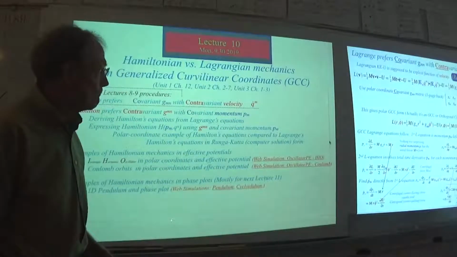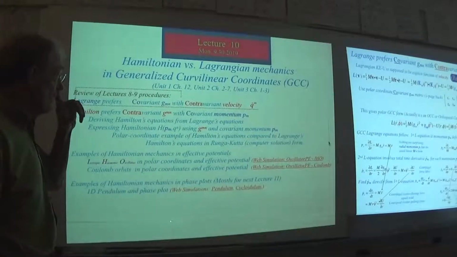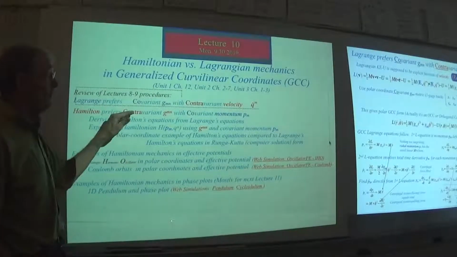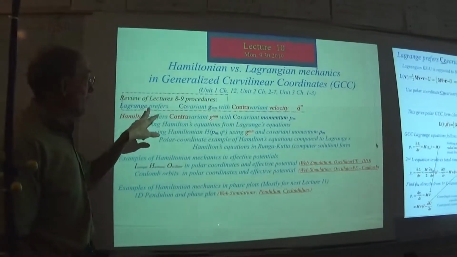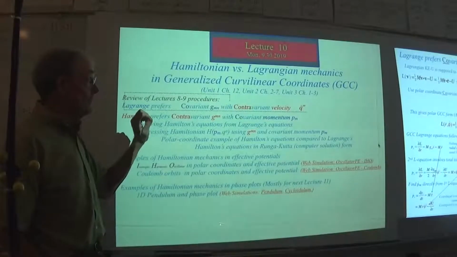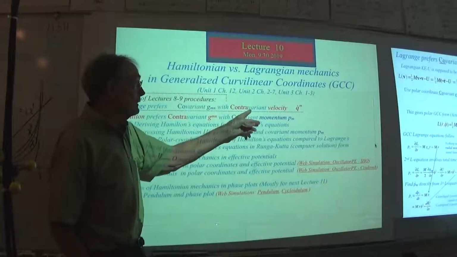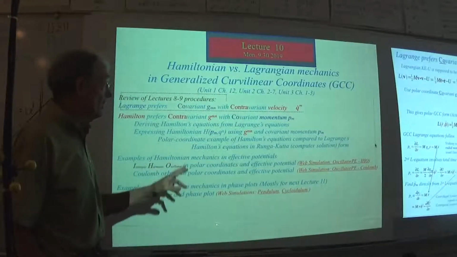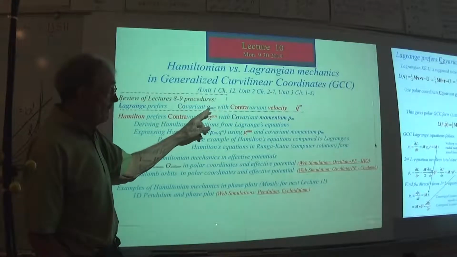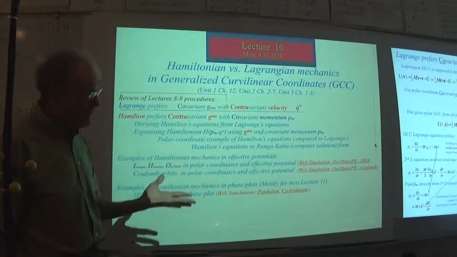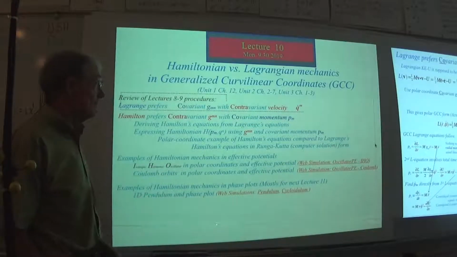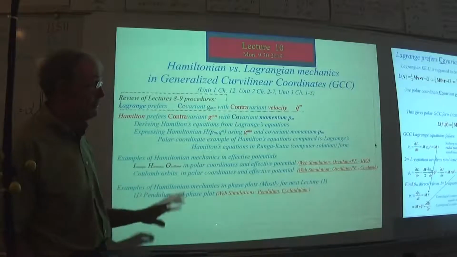The main thing that we want to do is make a connection also with the fact that Lagrange is making use of velocity, and velocity is a contravariant quantity that goes with a covariant metric. And that makes it simpler for algebra most of the time, and I'll be showing you that.